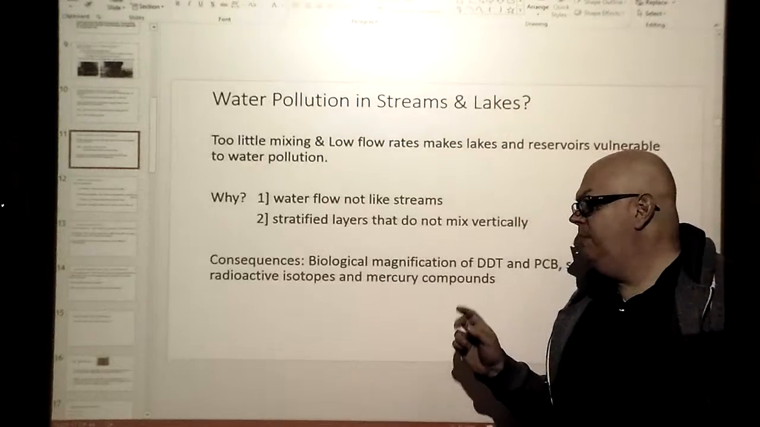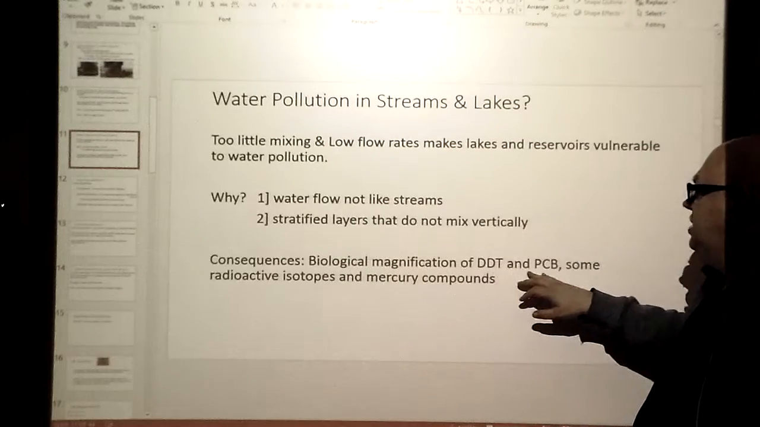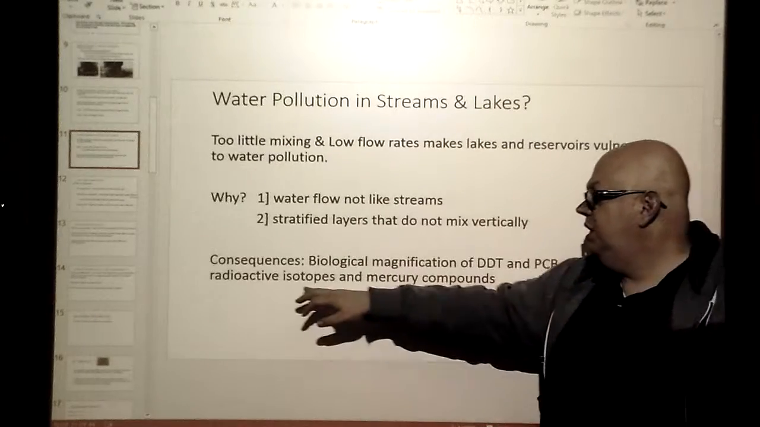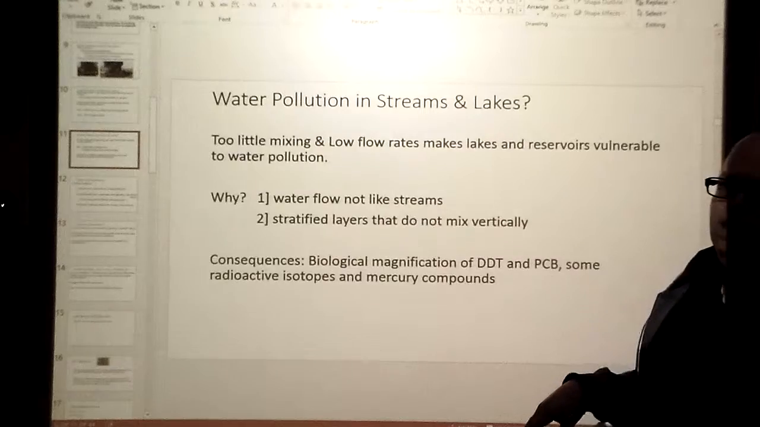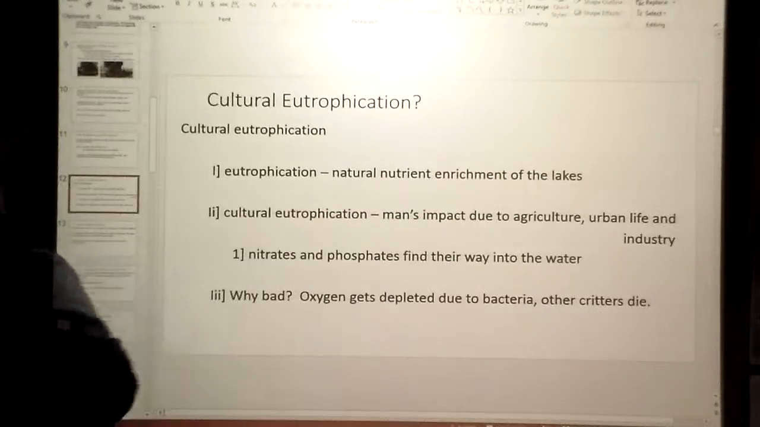Now, why would we care about this? And you should know this. Biological magnification of DDT and PCBs, some radioactive isotopes, and mercury compounds. This is part of the problem just dealing with water pollution.